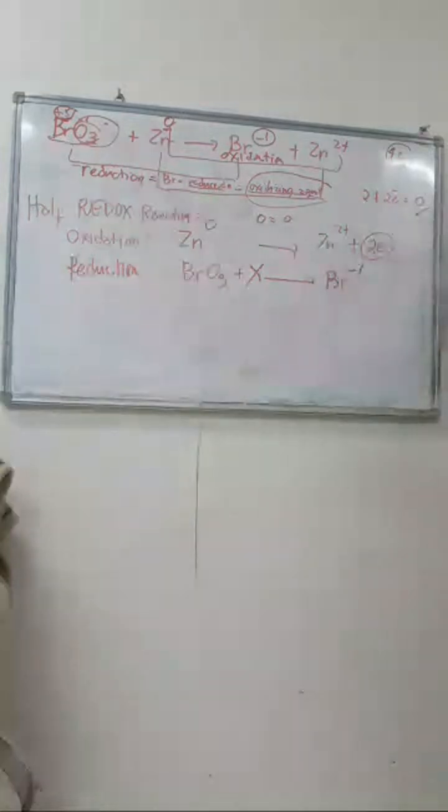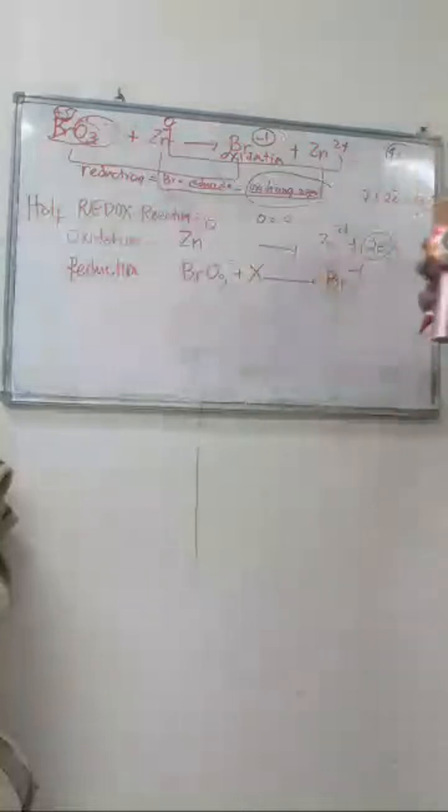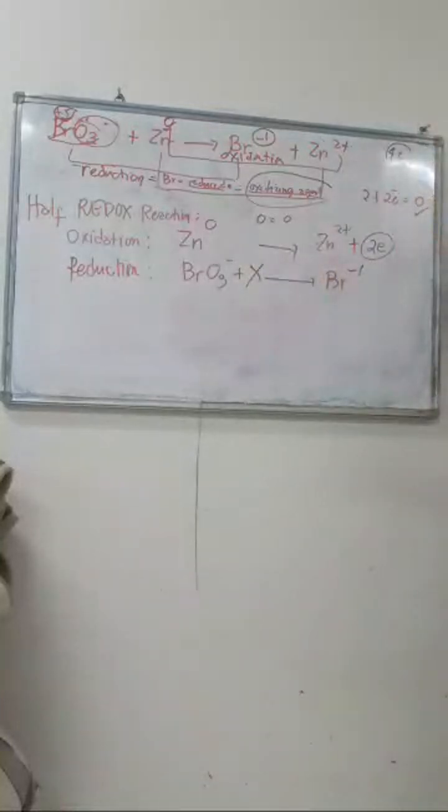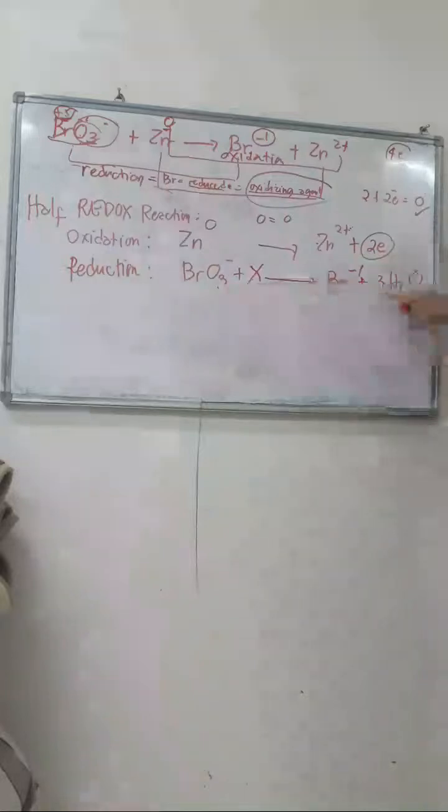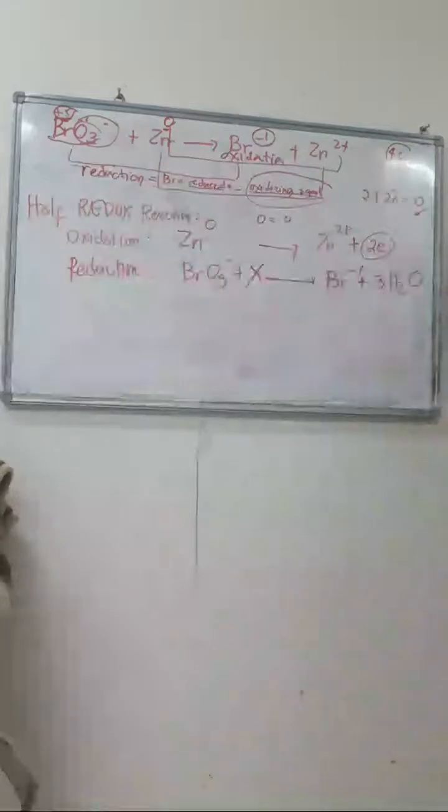Now, bromate has oxygen atoms, so this is not yet usable. We need to add water to the right because it is deficient in oxygen. To compensate for the deficiency of atoms from the reactant, we need to add 3 moles of water to compensate the 3 atoms of oxygen. So we have now 3. Then you need to add H plus on the other side.